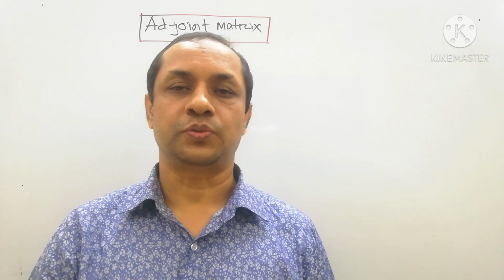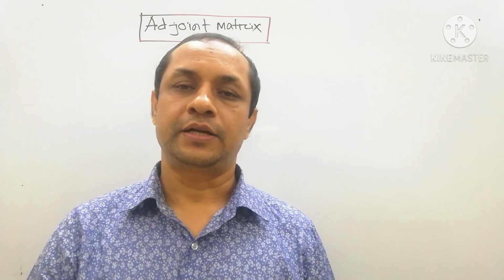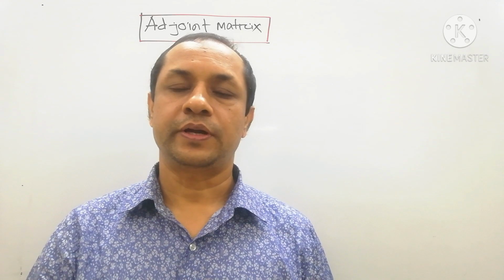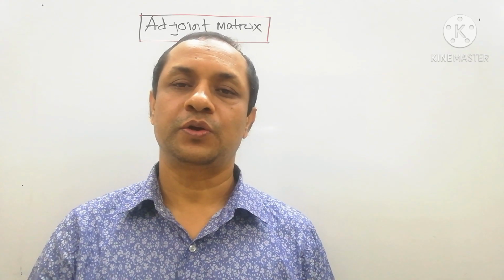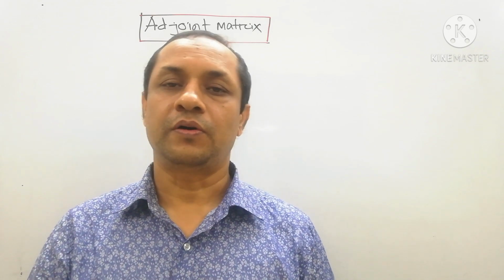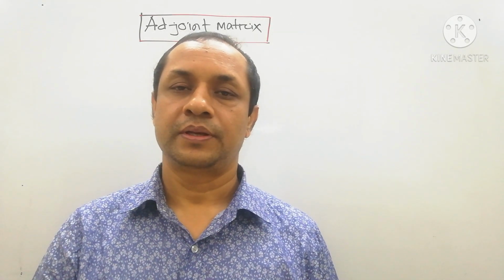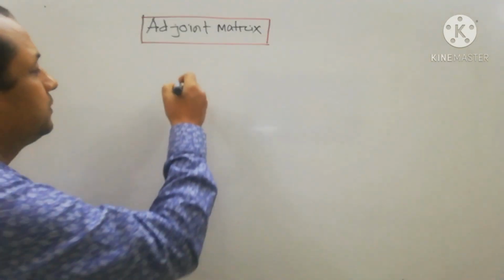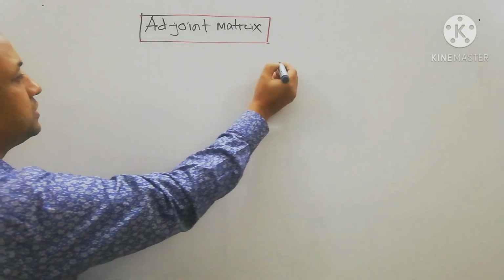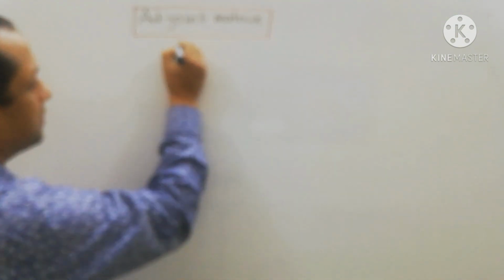I say again, students, what do you mean by adjoint matrix? An adjoint matrix is a square matrix formed by interchanging rows and columns of a cofactor matrix. Then it is denoted by adjoint of A. Look at the board, students.